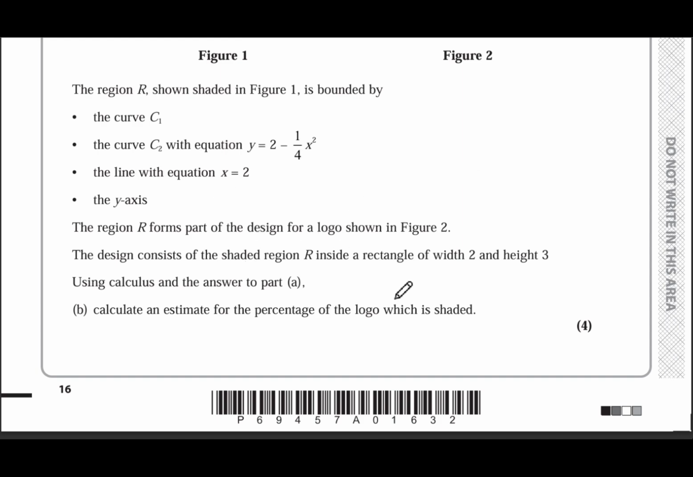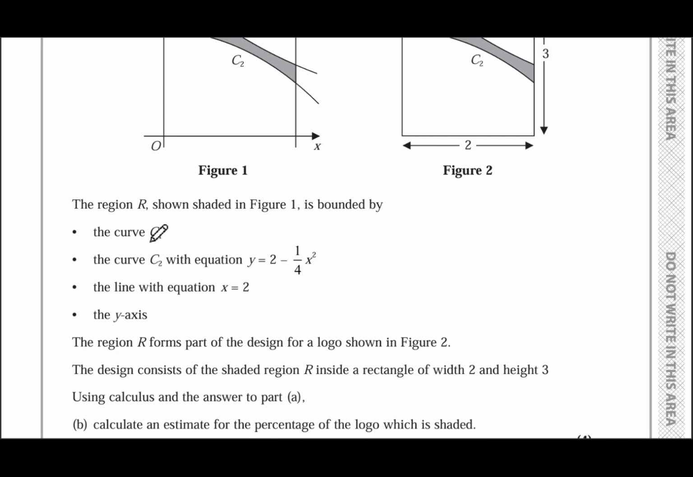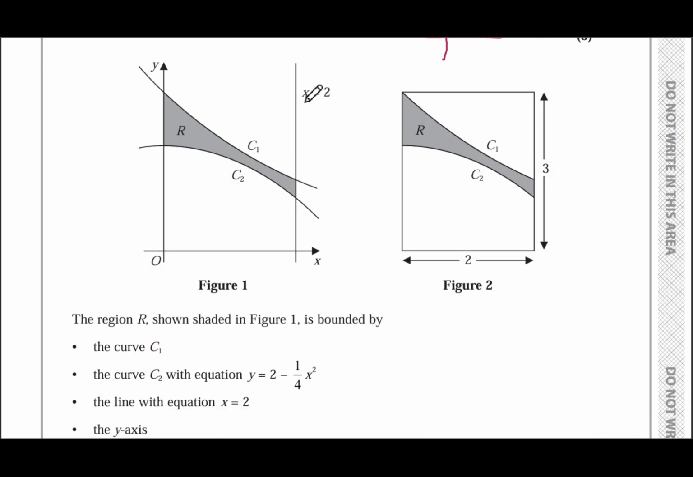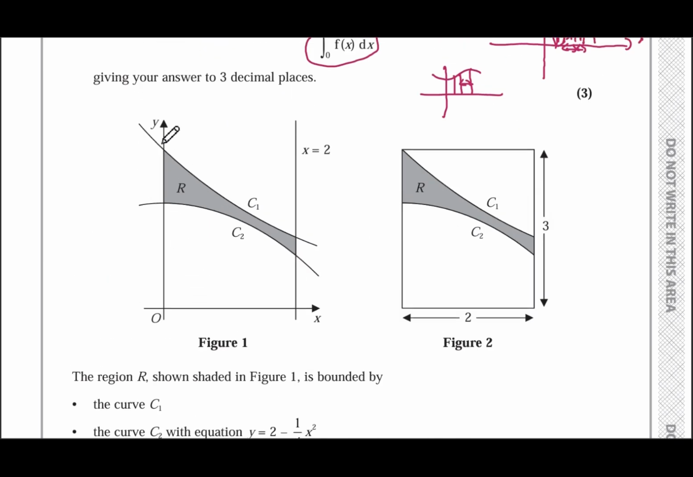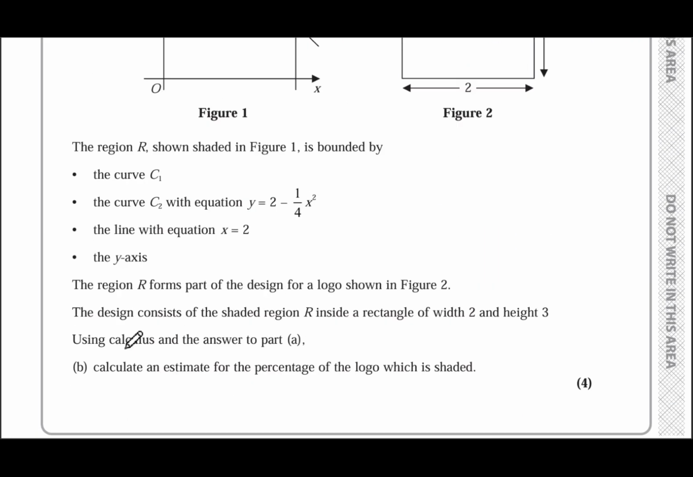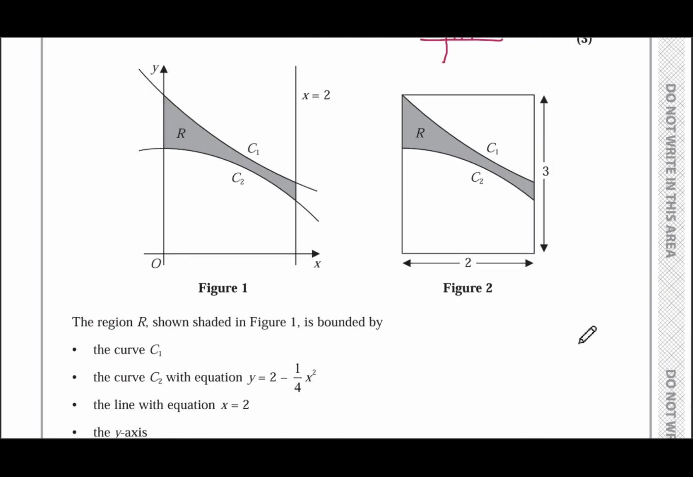So region R, we know it's bounded by what? Curve C1, C2, the line x equals 2, and the y-axis, right? This is very simple to approach, guys. Using calculus and the answer to part A, calculate an estimate for the percentage of the logo which is shaded.